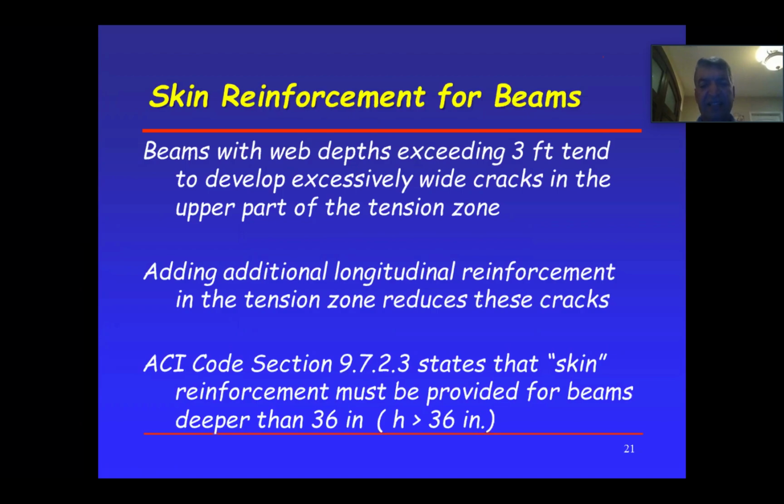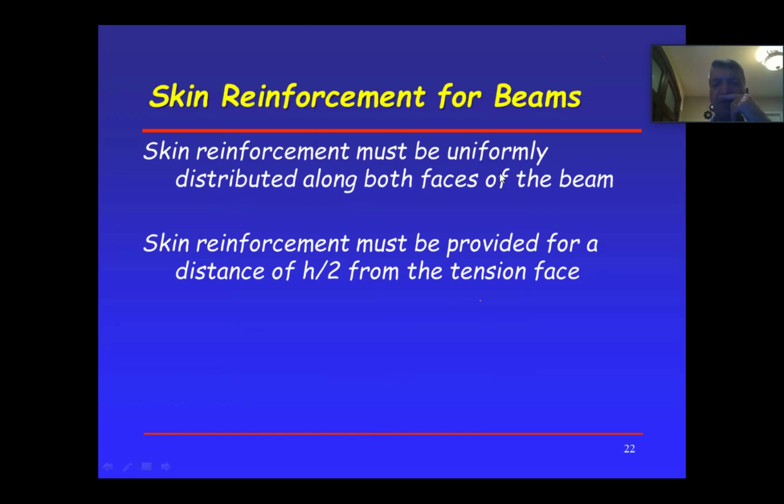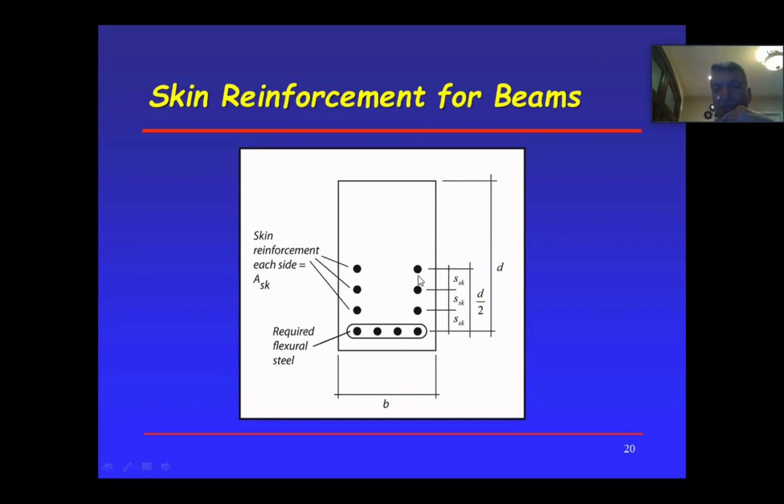ACI code states that skin reinforcement must be provided for beams deeper than 36 inches. See, I said that. The code says any beam deeper than 36, you have to provide that. But again, we're not going to see that in our class. I just want you to hear about it. Skin reinforcement must be uniformly distributed along both faces. See that? We put them on this face and that face, and look how uniformly distributed they are. This is the same distance as that, the same distance as that, they're all the same.